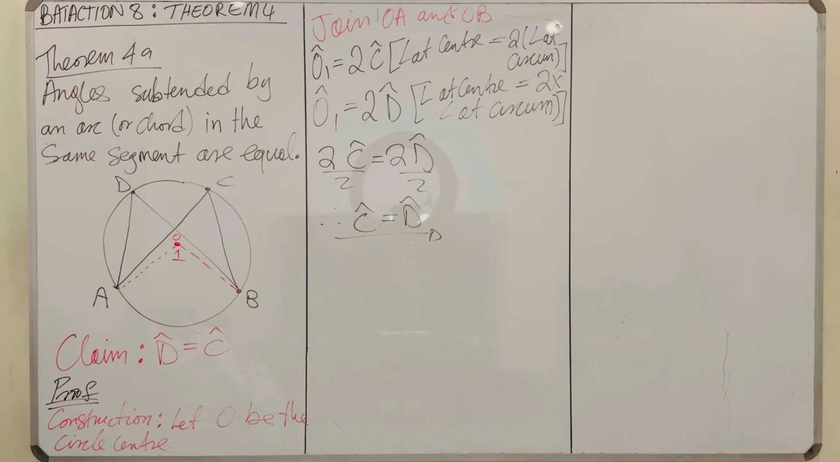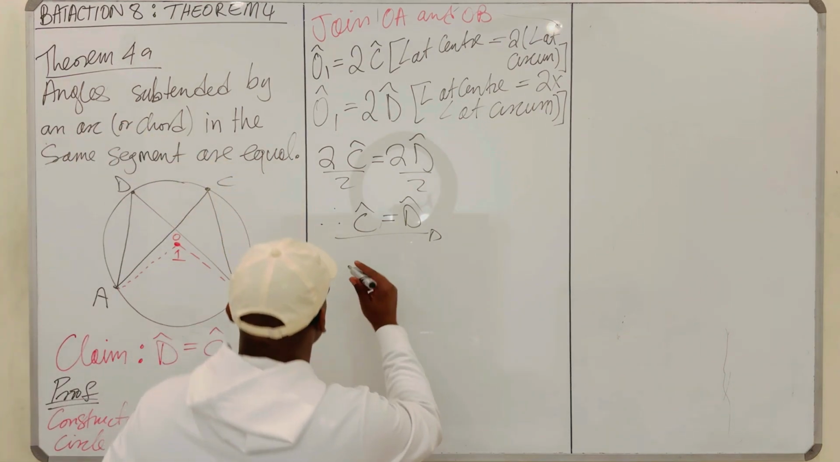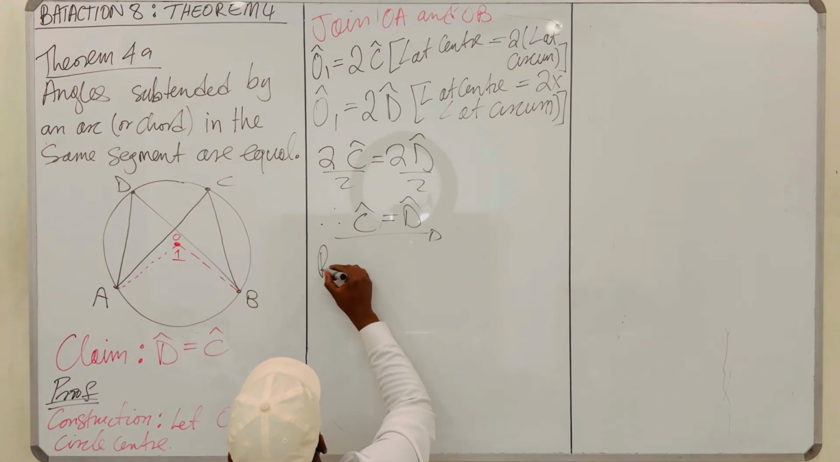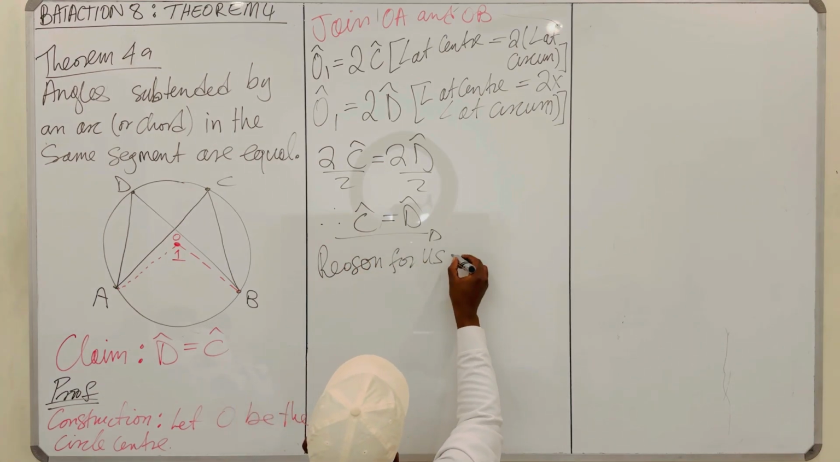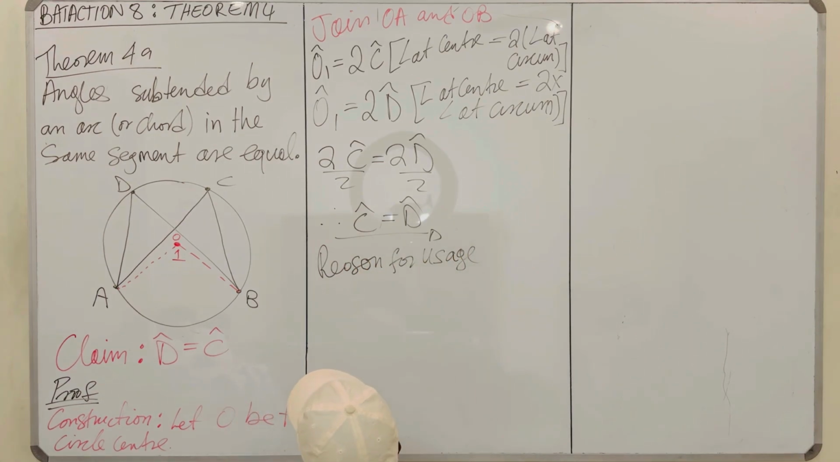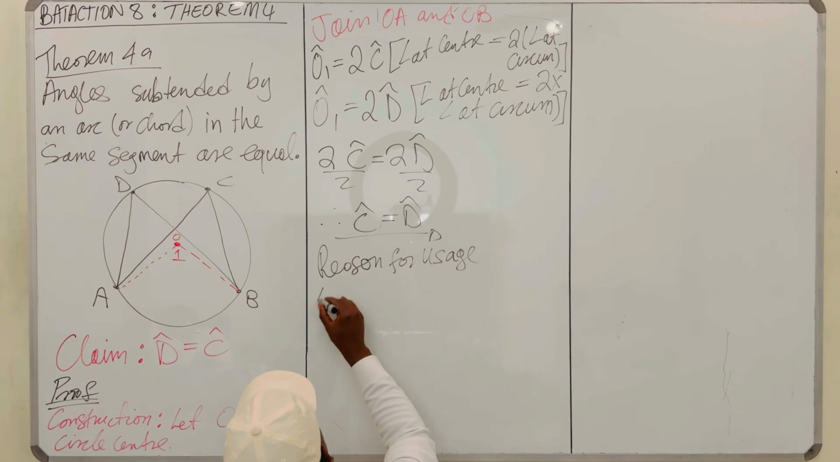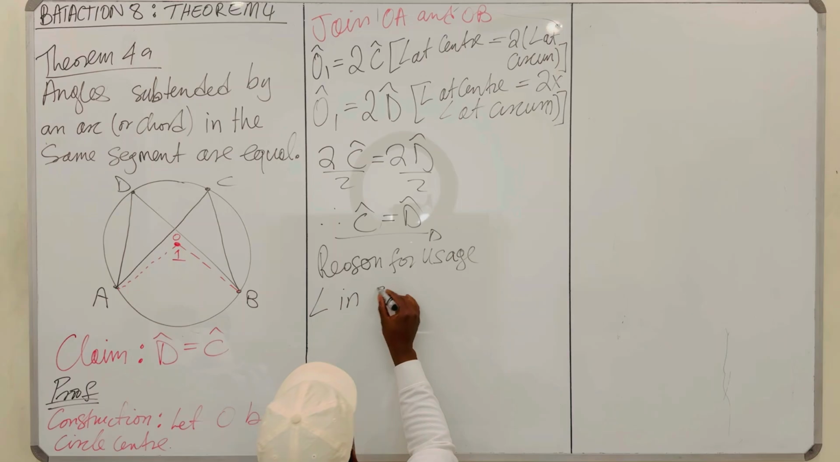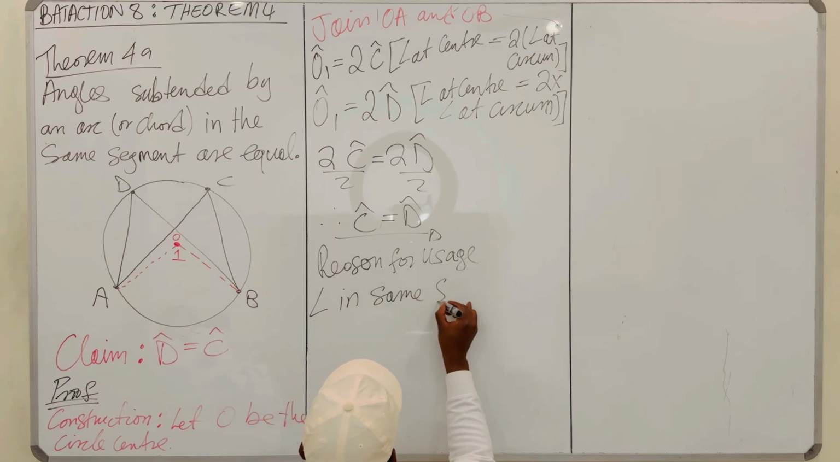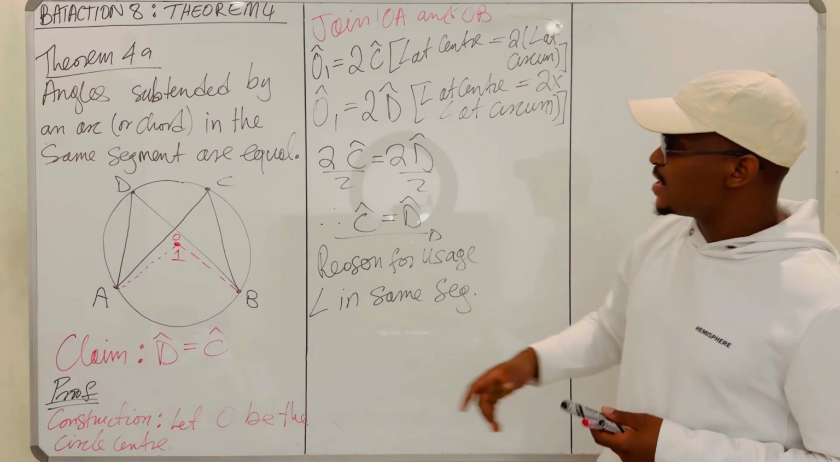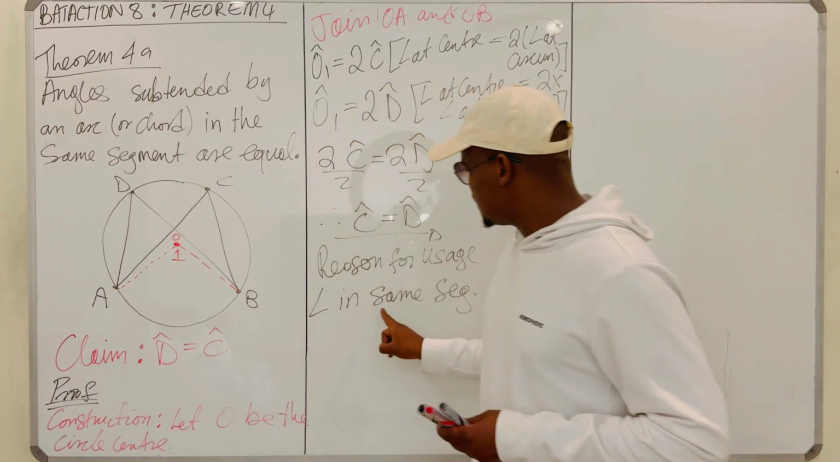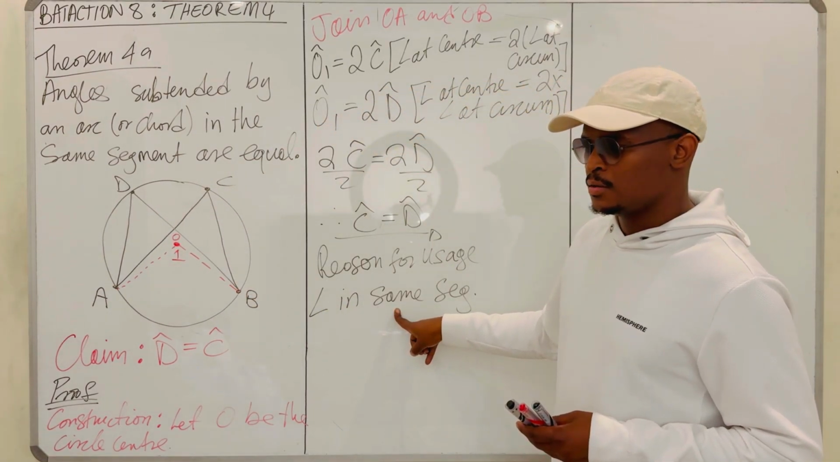Are you guys with me? And if you want to use this theorem, your reason for usage, what do you say? Your reason for usage will be angles in the same segment. If you're saying to me angle C is equal to angle D, there is a reason. Those are angles in the same segment.